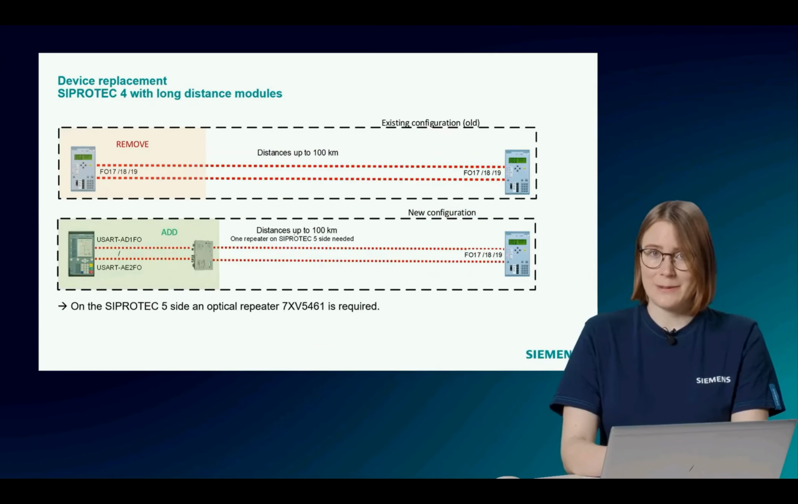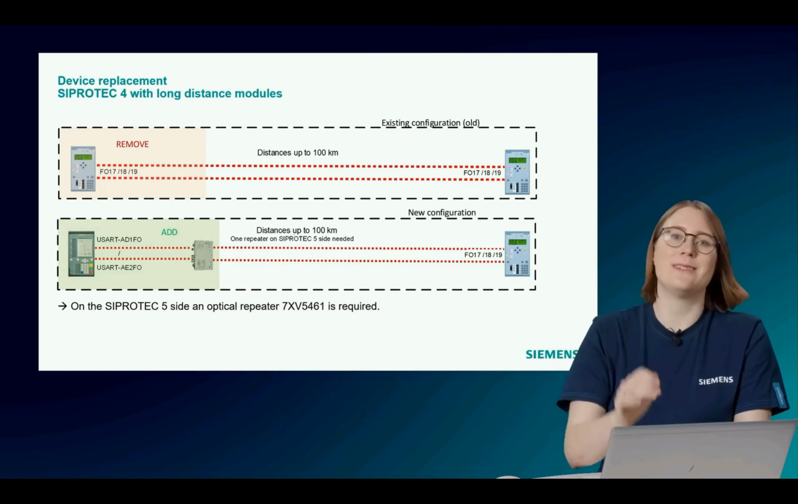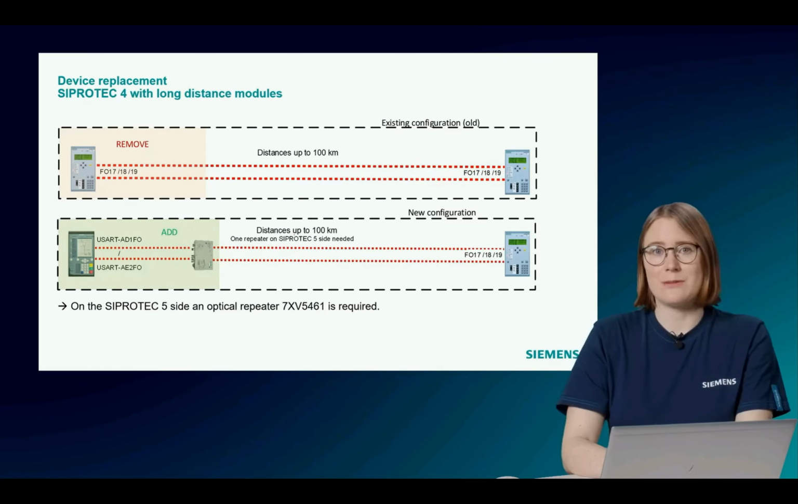Okay, let's talk about the use cases where you have a long distance module on the SIPROTEC 4 side. Here, additional equipment is necessary. The sketch on the upper half of the slide shows the existing communication topology for a distance up to 100 km with 2 long distance modules, FO17, 18 or 19.